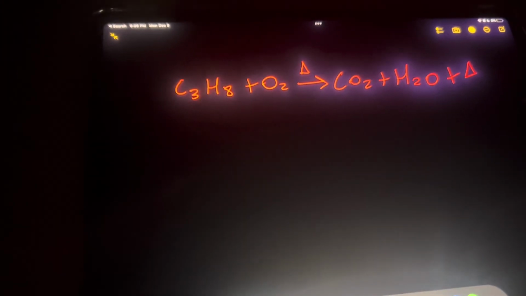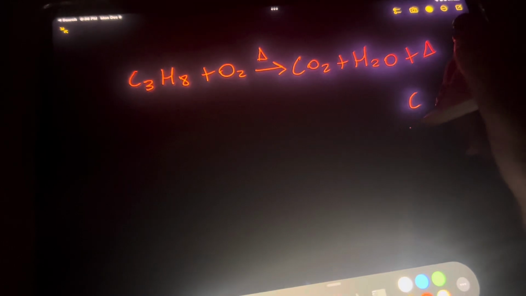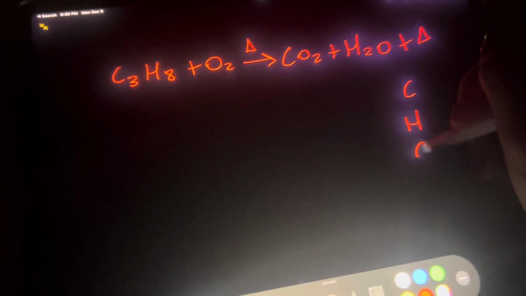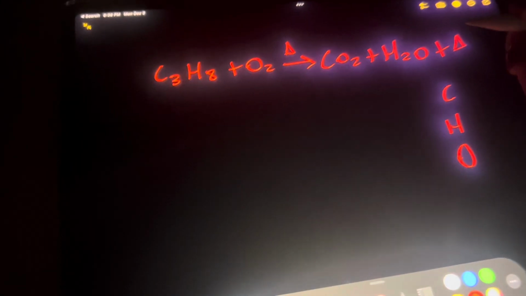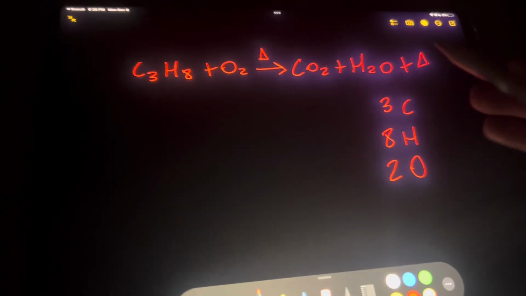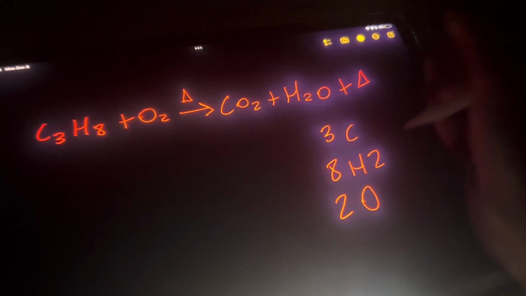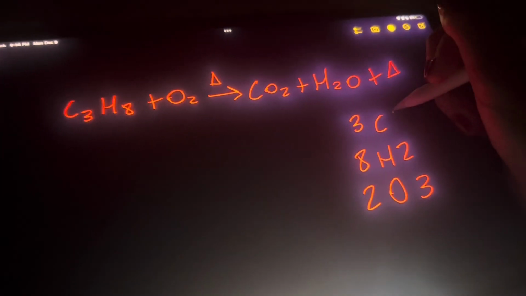So first, as I taught in the last video, let's label our elements. We have carbon, hydrogen, and oxygen. Now let's label the amount that we have on each side. Right here we have 3 carbons, 8 hydrogens, and 2 oxygens. And on this side, we have 2 hydrogens, 3 oxygens, and 1 carbon.